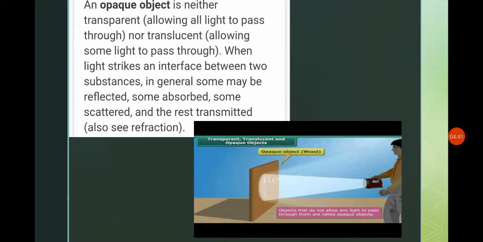Next is the obscure object. As you can see in this picture, there is a piece of wood, a torch, and light. The light is not able to pass through the wood. Instead, a shadow is formed. That means obscure objects are those through which light cannot pass at all. Why? Because obscure objects like wood, stone, or a wall will absorb or scatter the light, but they will not allow the light to pass through them.